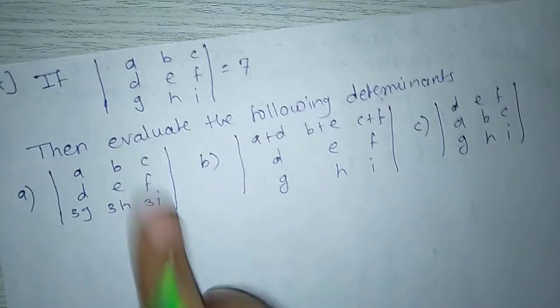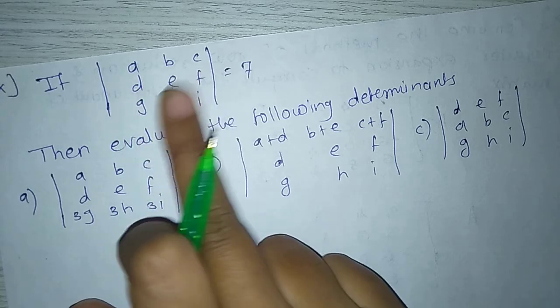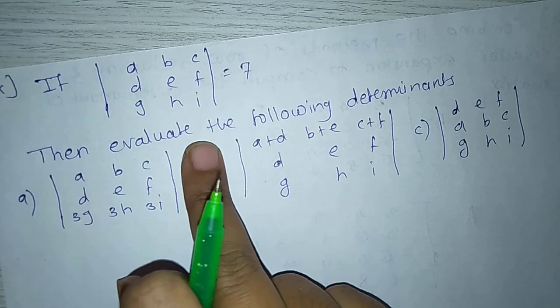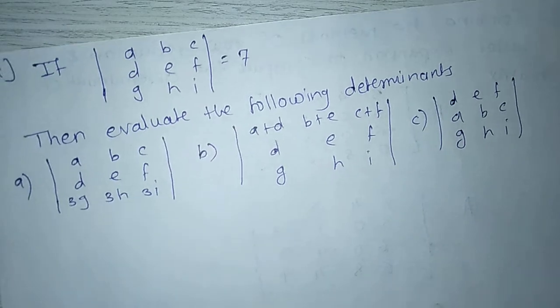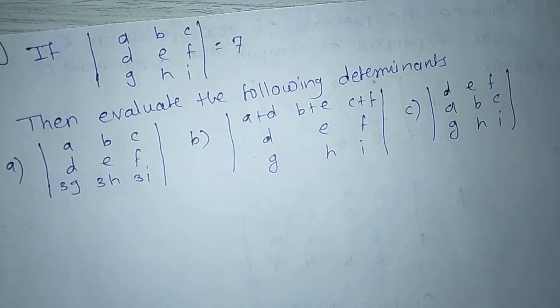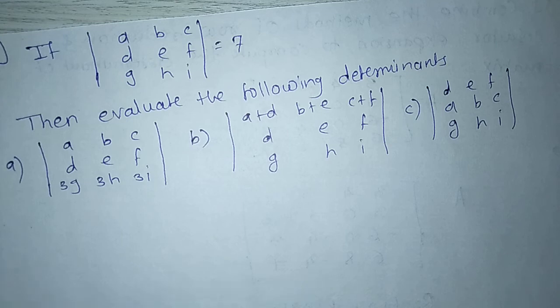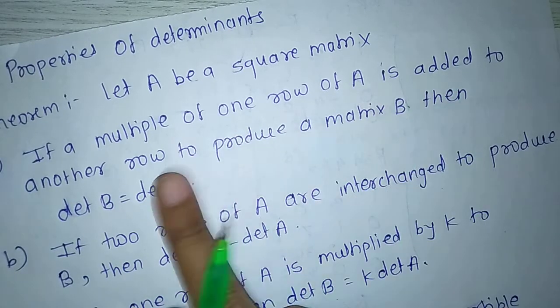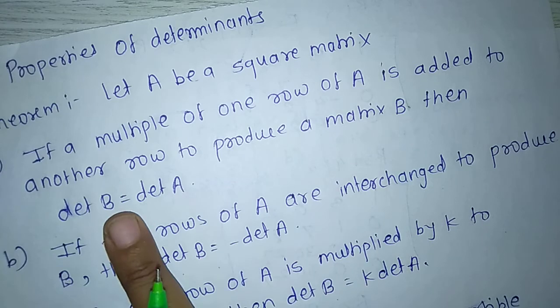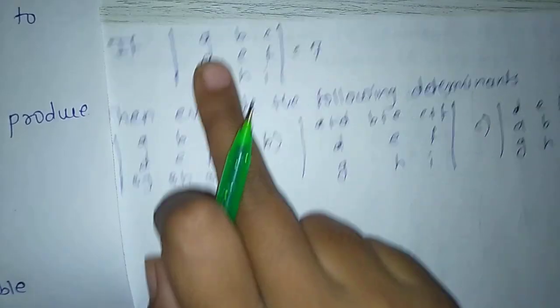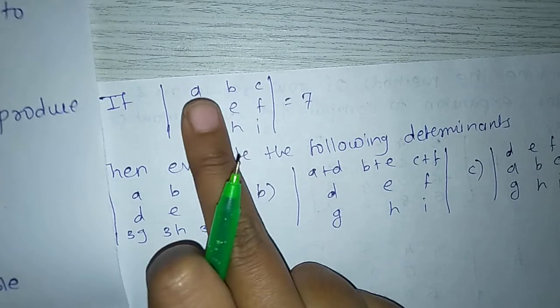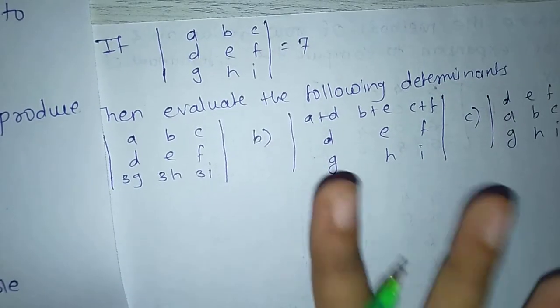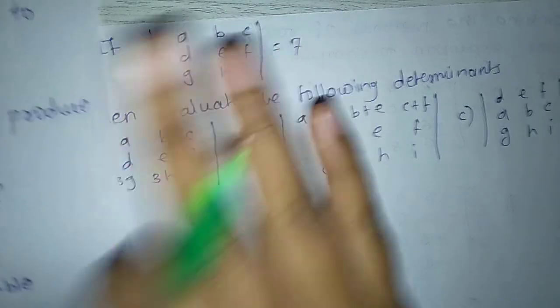Next example, if determinant of the matrix with rows A B C, D E F, G H I equal to 7, then evaluate the following determinants. These are three matrices. We use properties of this theorem. If a multiple of one row of A is added to another row to produce a matrix B, then determinant of B equal to determinant of A. Here two rows in the second matrix, R1 plus R2. So determinant of this equal to determinant of this by the first property.